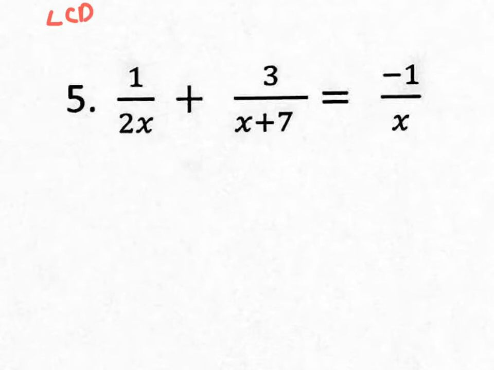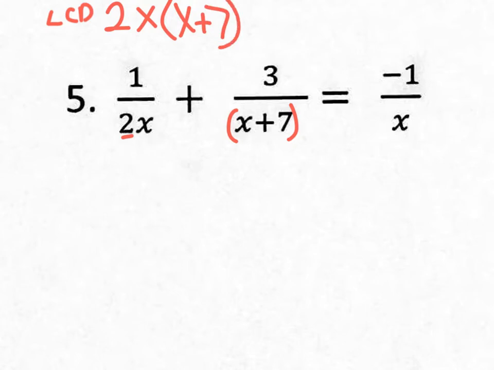Remember, to find your LCD, you're really asking yourself, what could I change this guy to that I could change this guy to that I could change this guy to, right? So there's definitely an X here and an X there, so X is definitely involved. What about the 2 right here? We'll just put that 2 on the LCD. And what about this complete binomial X plus 7? You have to put that also right there, X plus 7. So your LCD is really 2x times x plus 7.